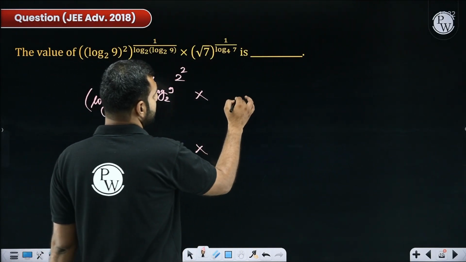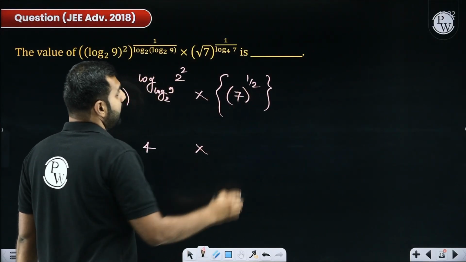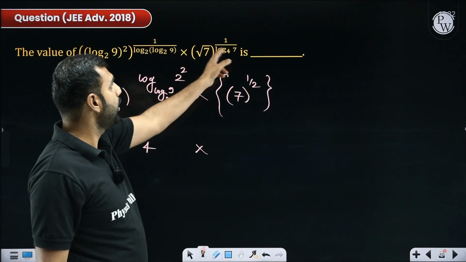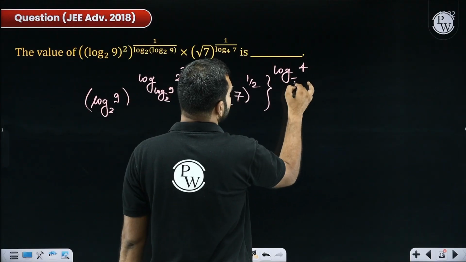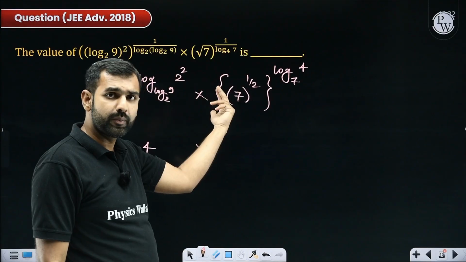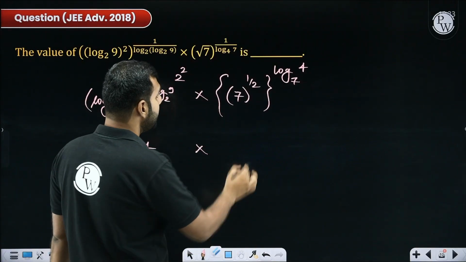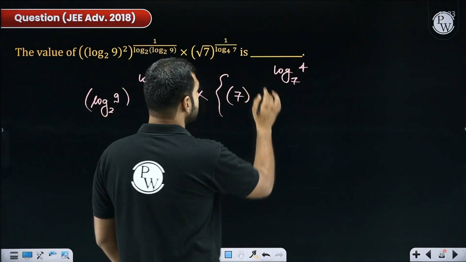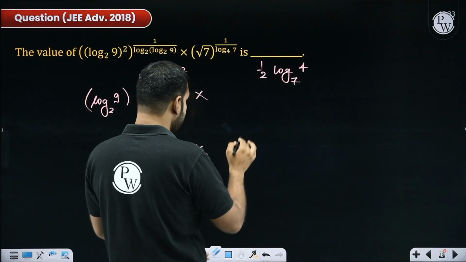First of all, this is under root 7, which I can write as 7 to the power 1 by 2. Can I do so? And with that, 1 upon log 7 base 4, can I not write it as log of 4 base 7? Do you remember that idea? 1 upon log b base a is log a base b. That's exactly what I've done. And this 1 by 2 I can directly multiply to this log.